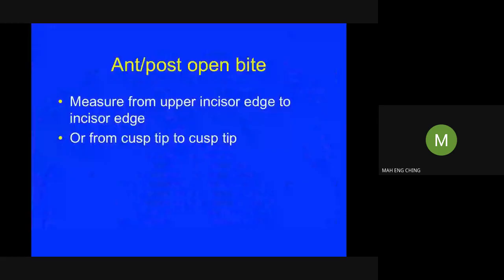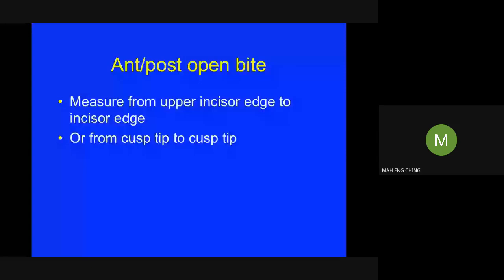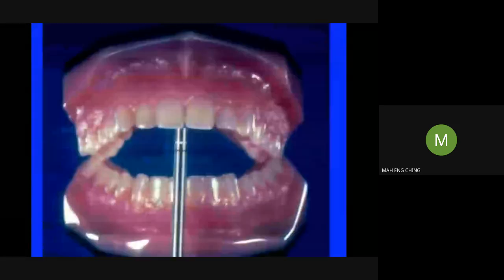And then posterior open bite. It's measured from the incisor edge to the incisor edge. Take the most severe one, the overjet the most. Take the incisor edge, or from the buccal cusp tips to the lower cusp tips. For this one, you can use a periodontal probe to measure from the upper incisor edge to the lower. Of course, you can use this IOTN ruler. So this one is more than 4 millimeters. This will be considered 4E.